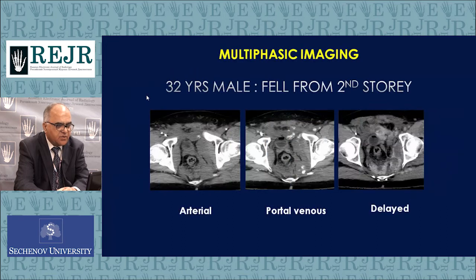Here is an example of multiphasic imaging. We can see on the arterial phase there is a bleb of contrast, and there is a suspicion that there is a hematoma in the left hemipelvis. On portal venous phase, we see the hematoma is increasing in size and some more contrast is seen. Coming to the delayed phase examination, we can see the hematoma increase in size and there is further fresh blood, indicating there is extravasation of contrast.